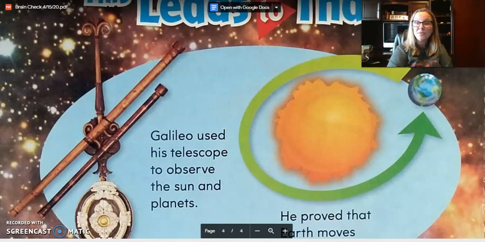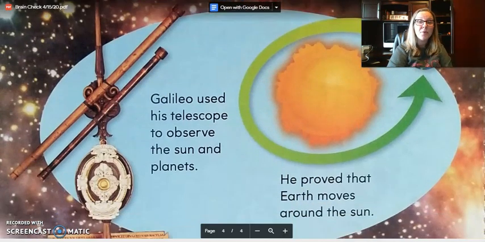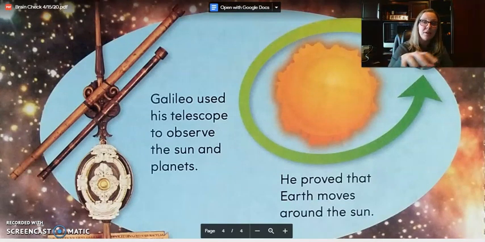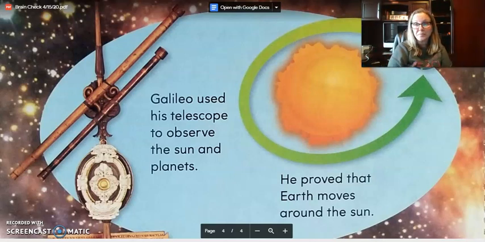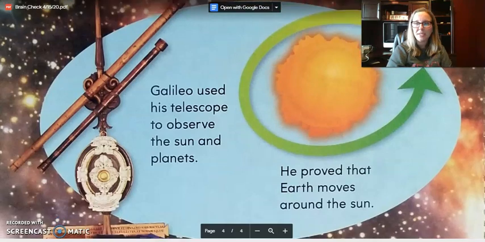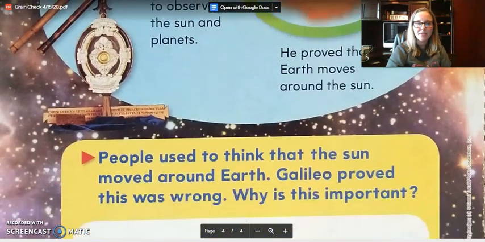Galileo also proved that the Earth moves around the sun. Some people used to think that the sun moved around the Earth, but he was able, using his telescope, to figure out that the sun stays here and it's the Earth that moves around the sun. So that's a pretty cool thing that he was able to prove using his telescope.